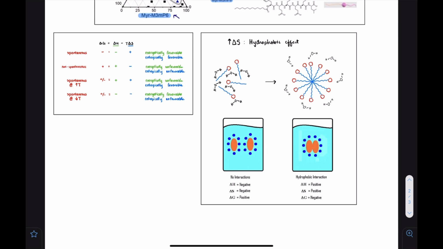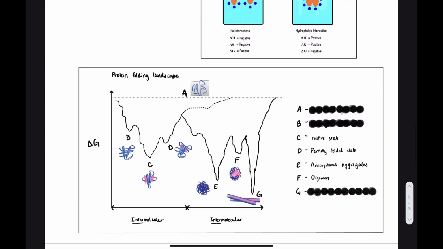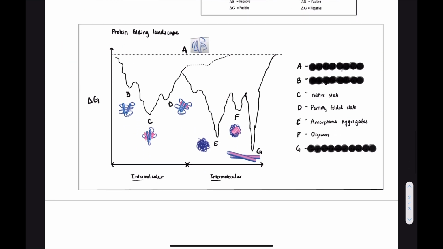Finally, let's take a look at the thermodynamics of protein folding, the template from which peptide amphiphiles assemble. Here I've drawn out a protein folding landscape. There are two different types of interactions occurring here. There is intramolecular and intermolecular interactions. Let's walk through this then. Up here at A, what we have are the unfolded proteins. These are the most energetically unfavorable form of proteins, thus leading to the following forms.